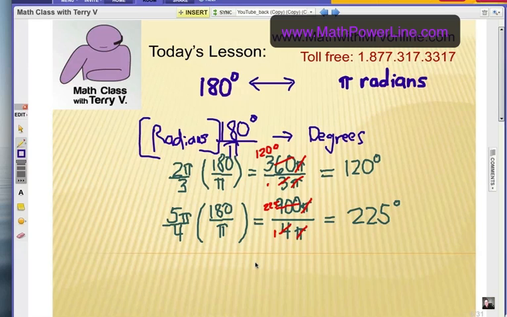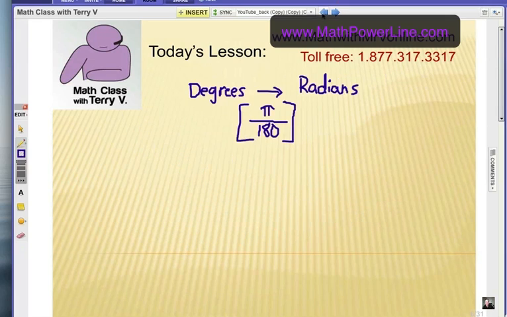So in these two examples, we use the conversion ratio of 180 over pi. Notice how the pi is in the denominator because it'll cancel out the pi in the radians that you start with. Now we're going to go from degrees to radians. In this case, we're going to use the conversion ratio of pi over 180. Notice how 180 degrees is in the denominator.